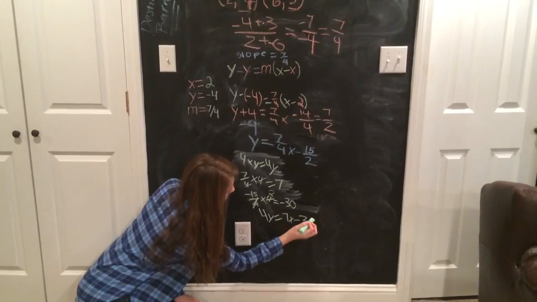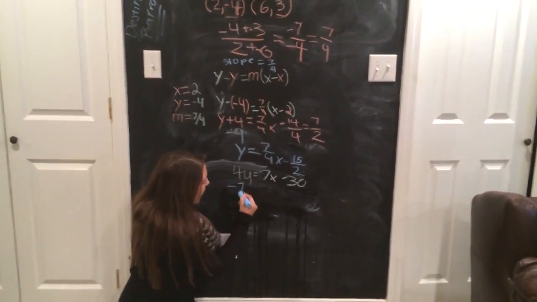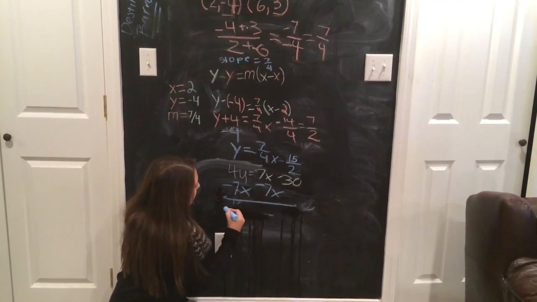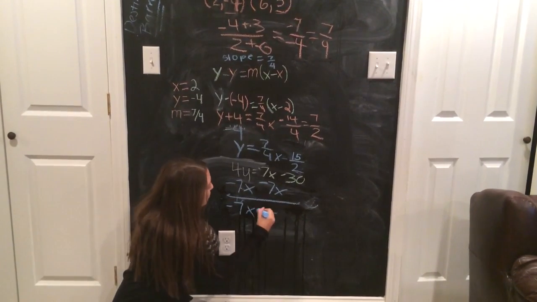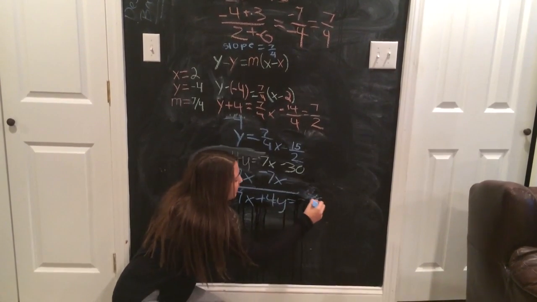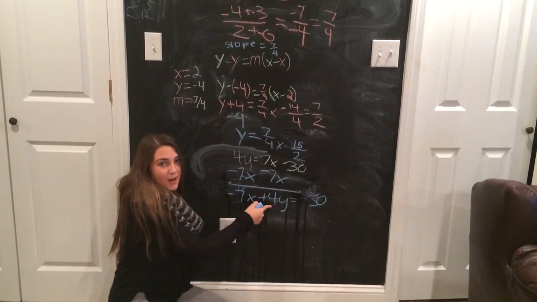Subtract 7x from each side. And you're going to put negative 7x first because the x term goes first. Then plus 4y equals negative 30. So now you have both your x terms and your y terms on the same side.